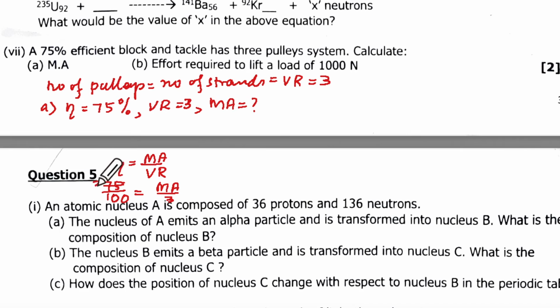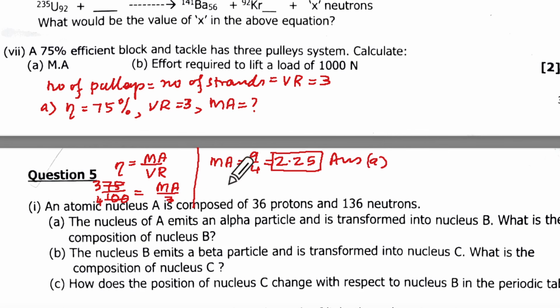So this is 25 3s, 25 4s. So MA is equal to 9 upon 4. That will be 2.25. Always write the answer in decimal, otherwise you will get 0. Okay. Then B, effort required. So you will say MA equal to load upon effort. So 9 upon 4. Don't use 2.25.